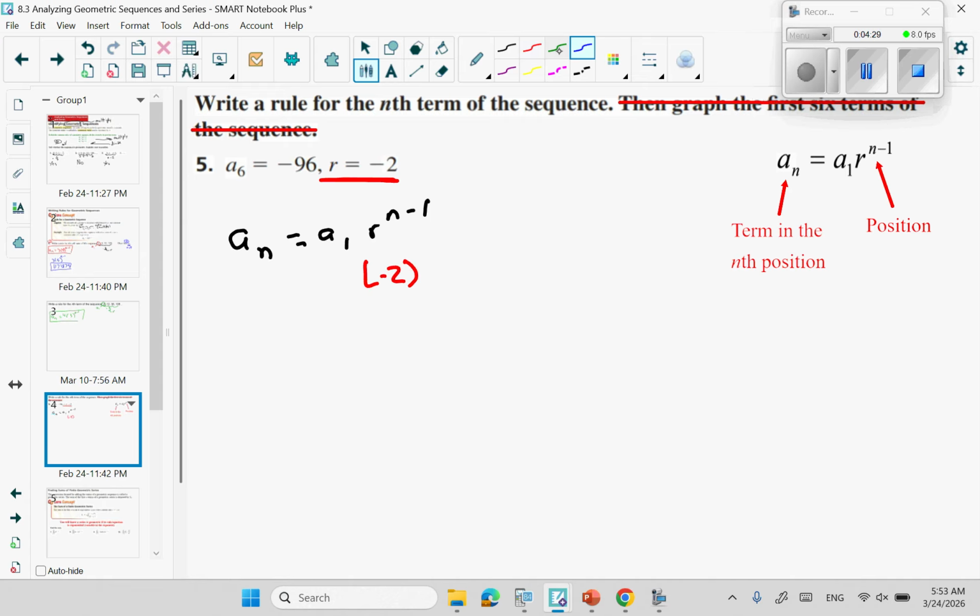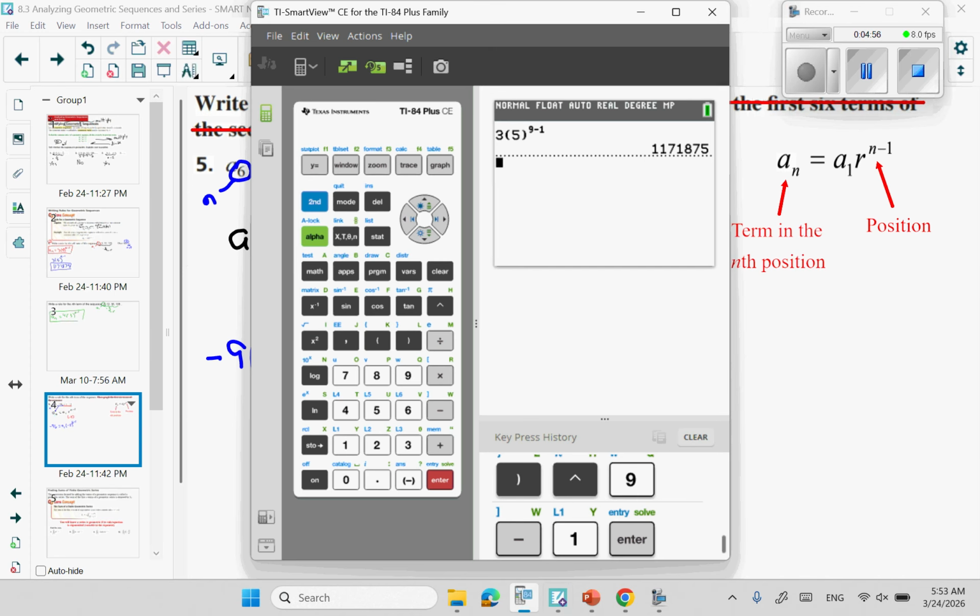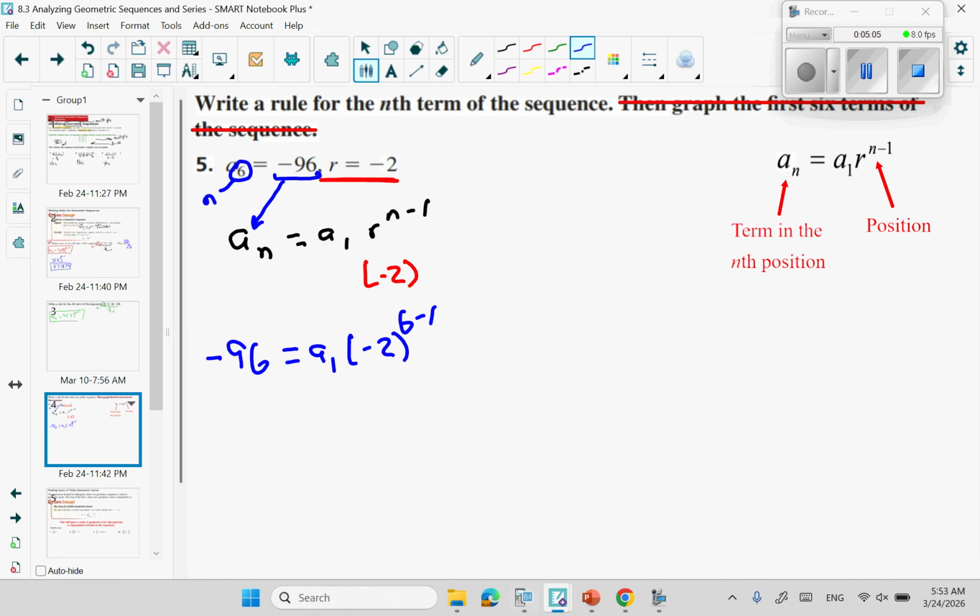And I also have this piece of information, a sub 6 equals -96. Well, I can put -96 in for a sub n in the context that 6 is my n because -96 is actually my sixth term. So I can write this as -96 equals a sub 1 times -2 to the 6 minus 1. Now, the nice thing is I can type -2 to the 6 minus 1 right into my calculator, and we get negative 32. So we get negative 96 equals a sub 1 times negative 32.